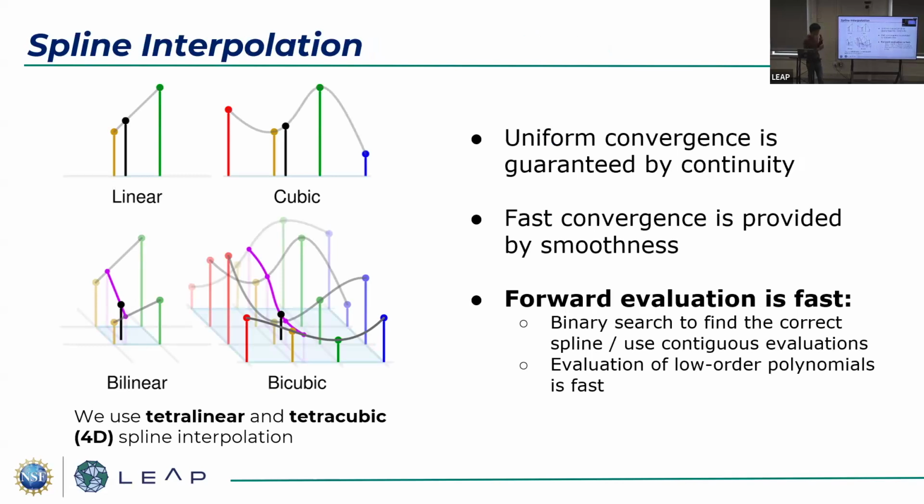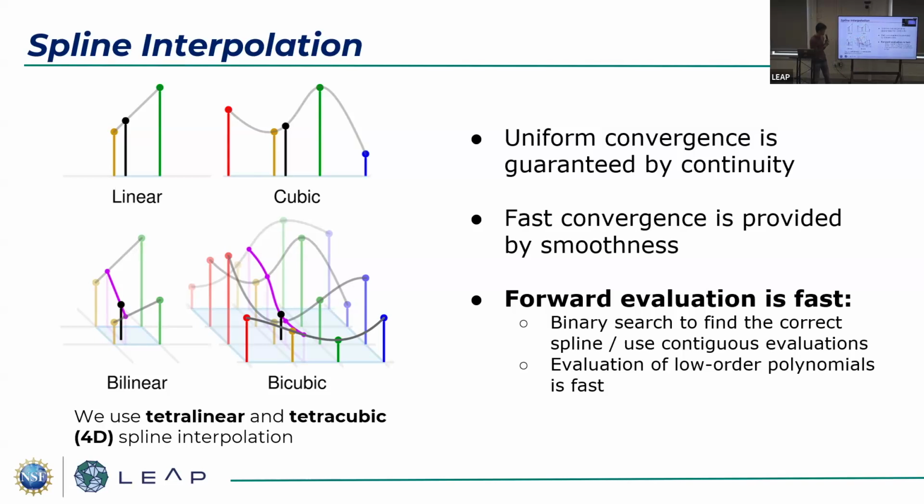So what's really nice about using old, more traditional methods like splines is that you have some very nice proven mathematical properties that I can leverage, especially since I know about the niceness of my flux functions. In particular, I get uniform convergence that is guaranteed by continuity. I'll show you the implication of that later. And I get fast convergence because of the smoothness of the functions which are interpolating.